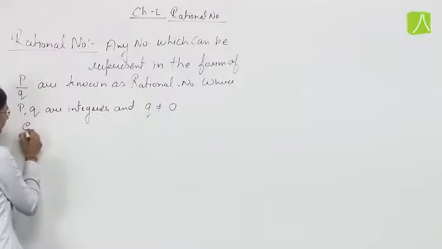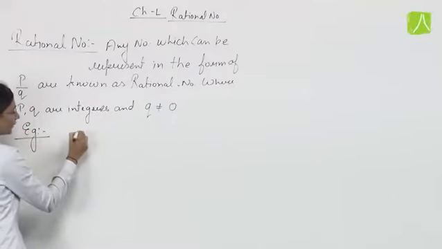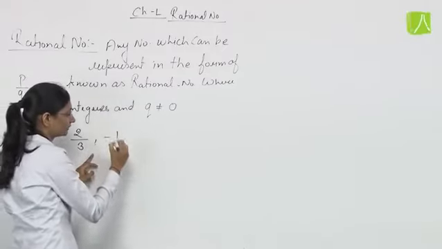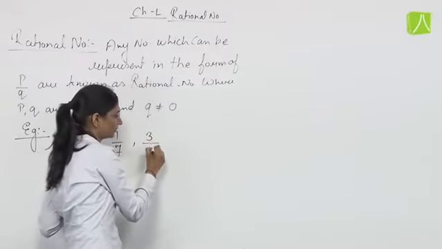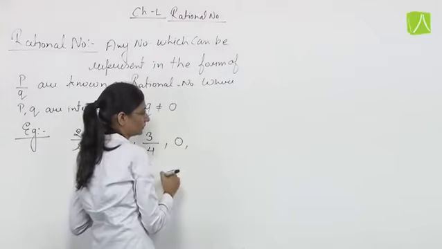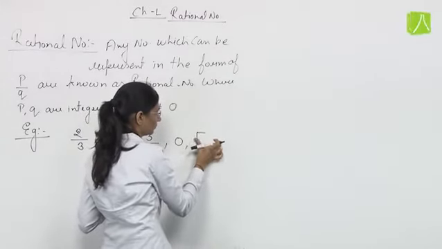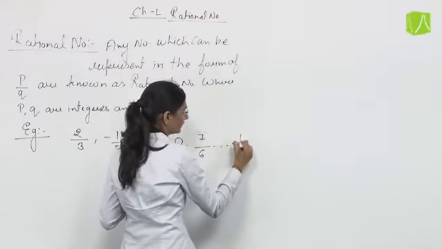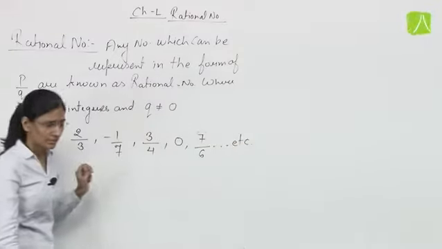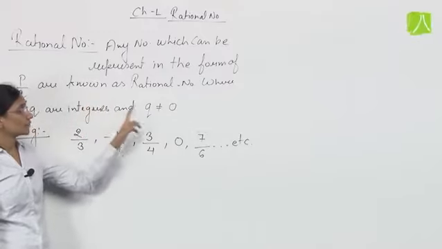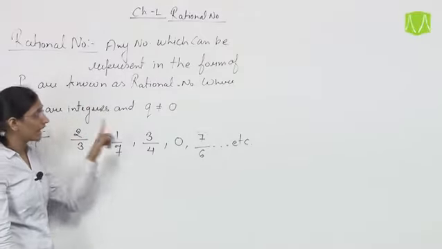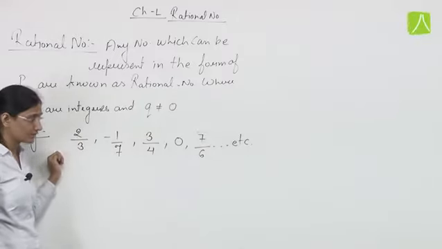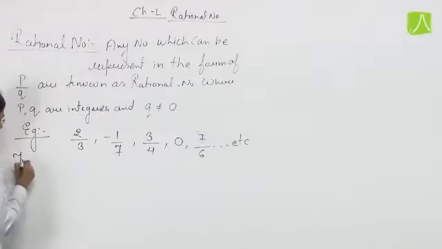For example, 2 by 3, minus 1 by 7, 3 by 4, 0, 7 upon 6 are rational numbers. There are two conditions: p and q are integers, and q should not be equal to 0. Types of rational numbers.